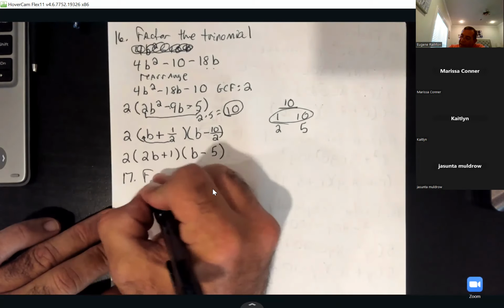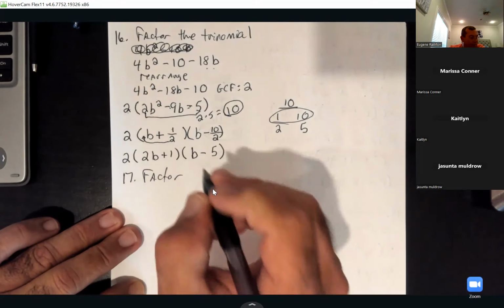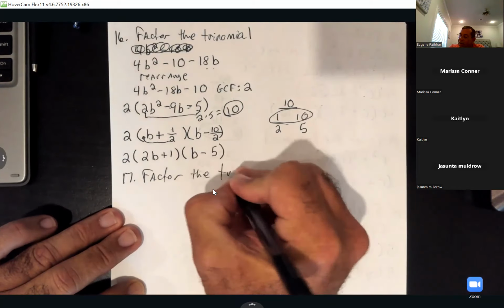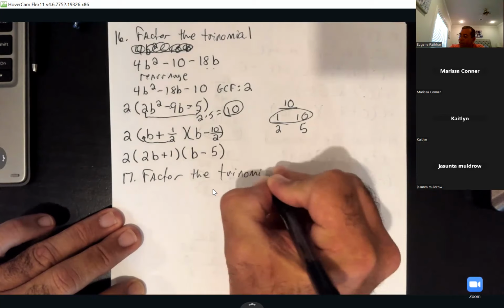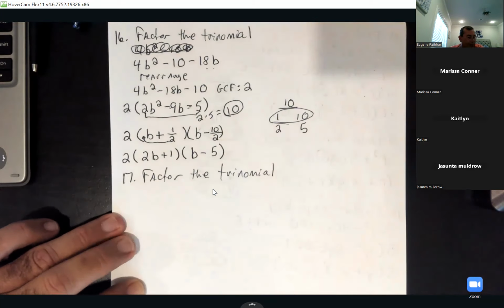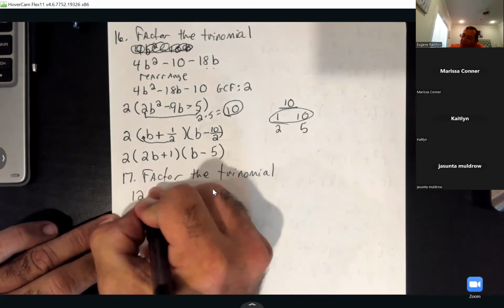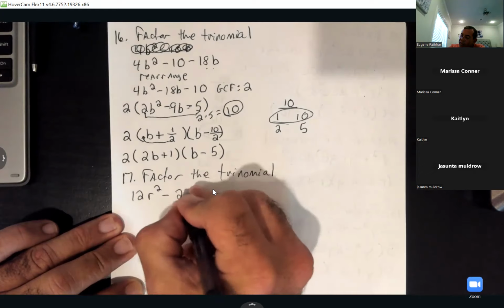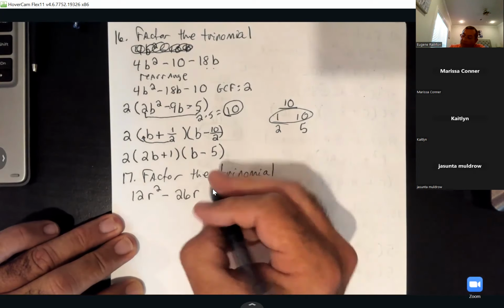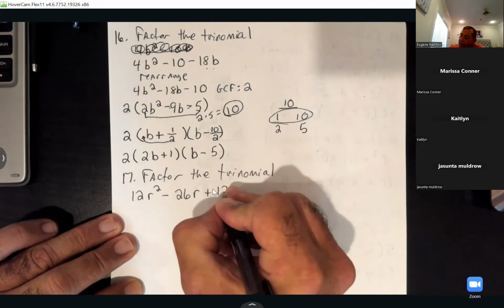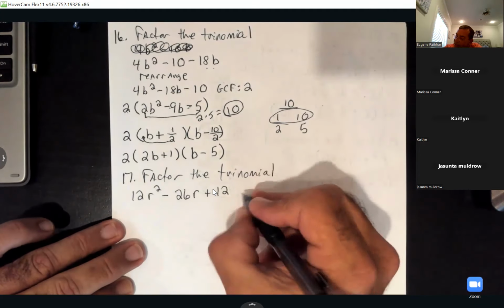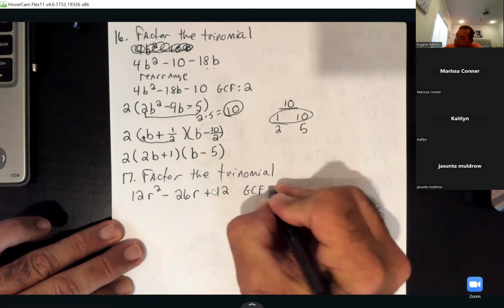Oh, y'all, look at this. Factor the trinomial. 12r squared minus 26r plus 12. Well, I know there's at least some kind of GCF here.